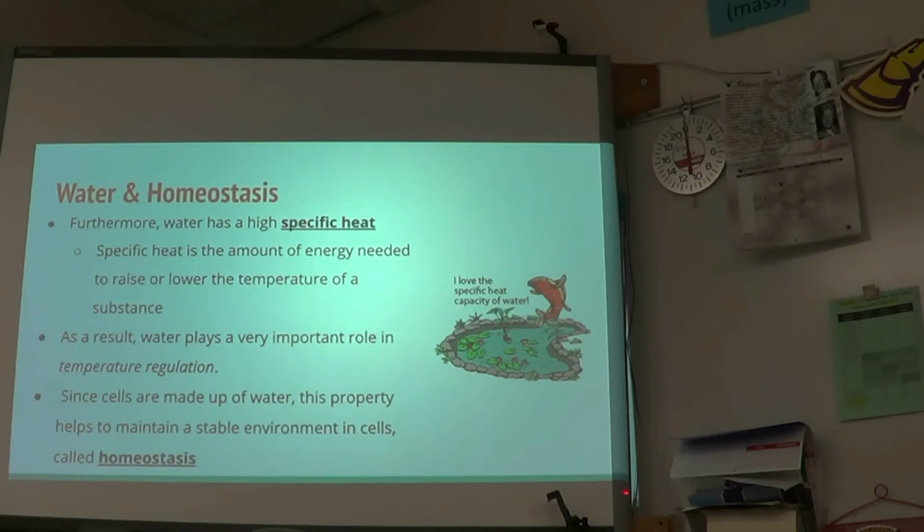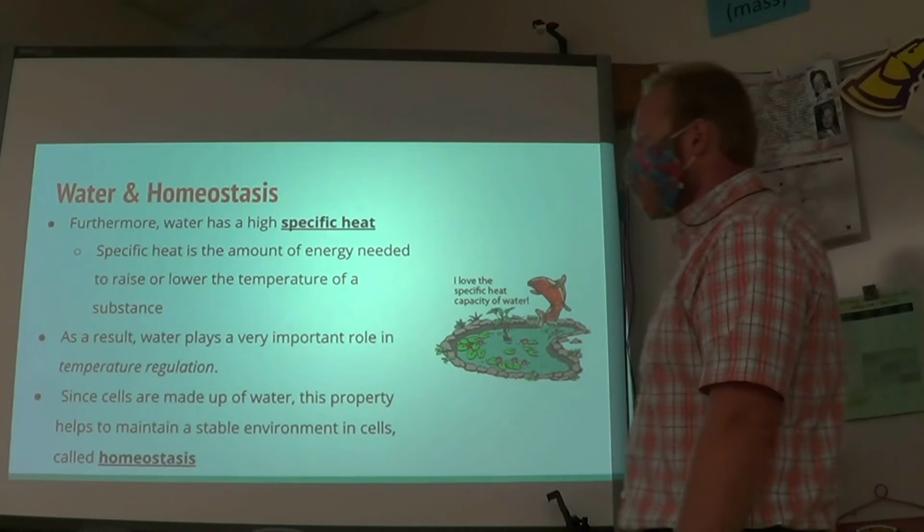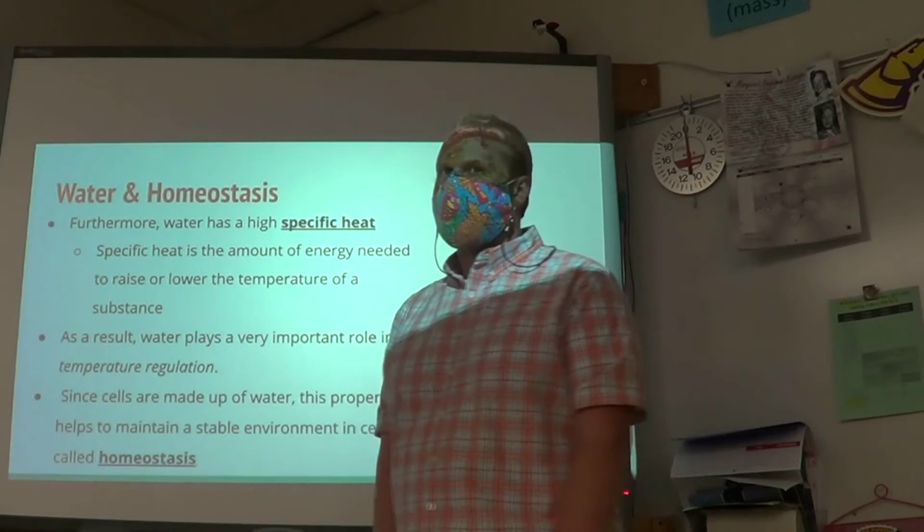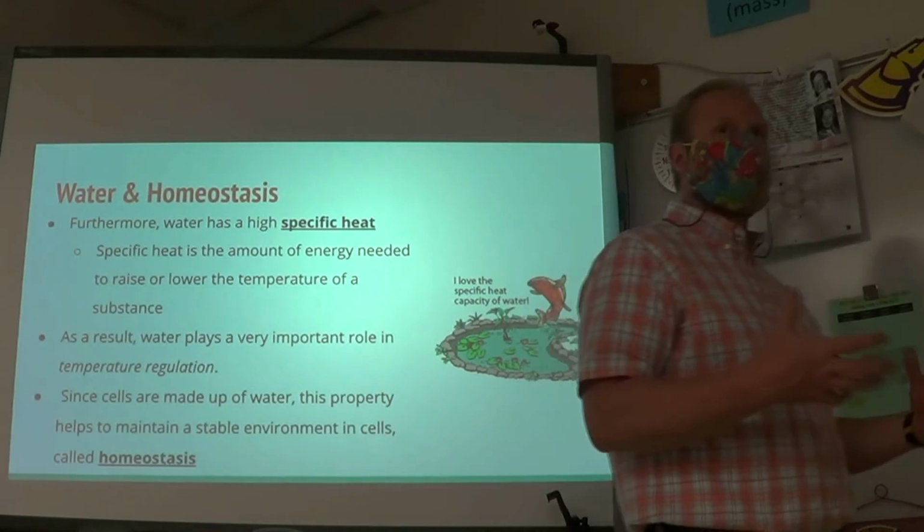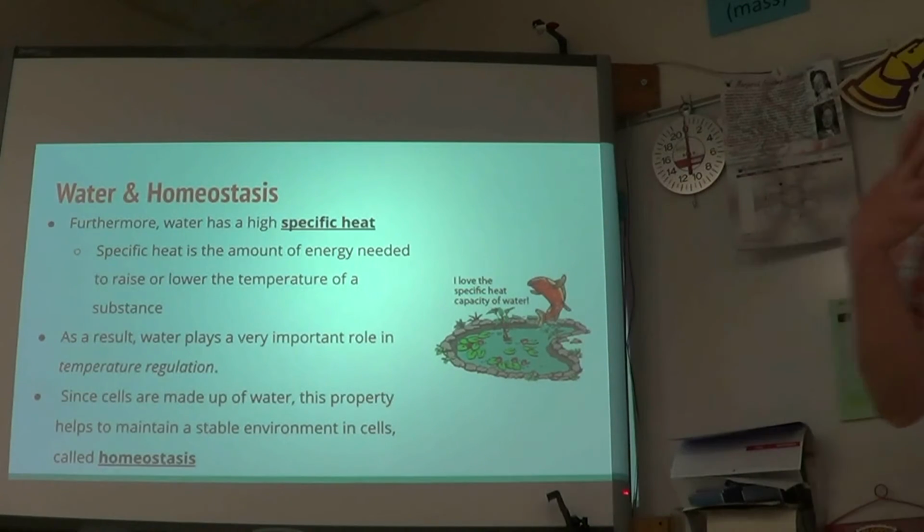Water has a pretty high specific heat value, and that's something that's pretty important to maintain something called homeostasis. And homeostasis is an organism's ability to maintain an internal balance. Body temperature is a pretty good example of that. We're at about 98.6 degrees, give or take.